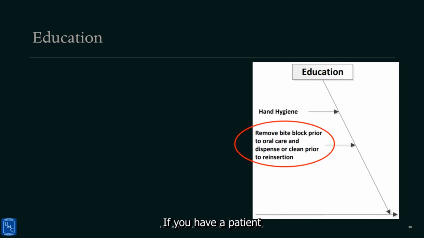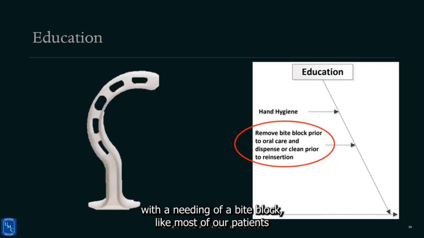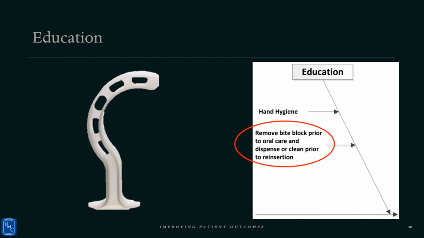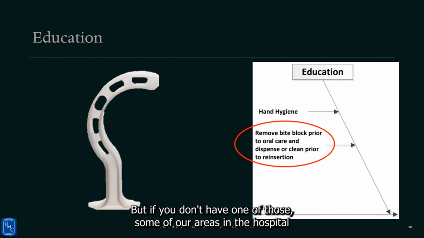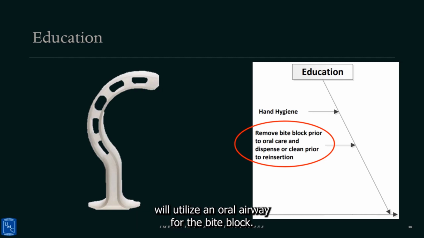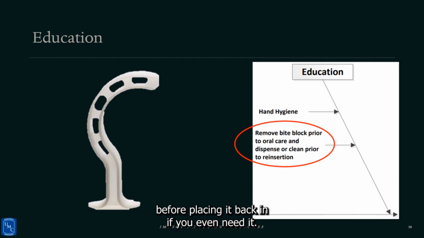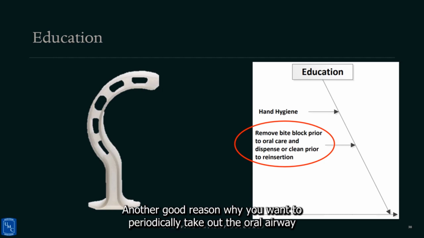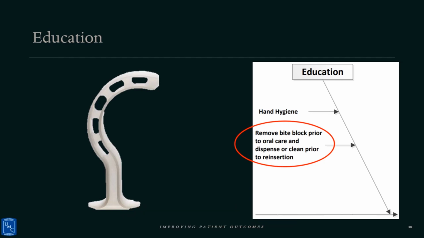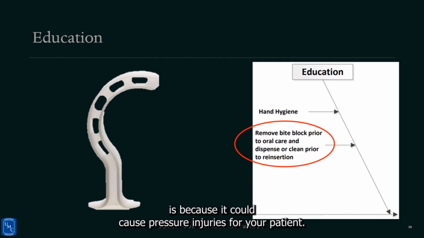If you have a patient in need of a bite block, most of our patients come with AnchorFast guards, which is an AnchorFast securement device that has a built-in bite block. But if you don't have one of those, some of our areas in the hospital will utilize an oral airway for the bite block. If you do have one of those, make sure that you take it out so that you can properly clean your patient's mouth whenever you're performing oral care, and move the ET tube as you need to before placing it back in, if you even need it. Another good reason why you want to periodically take out the oral airway is because it could cause pressure injuries for your patient.